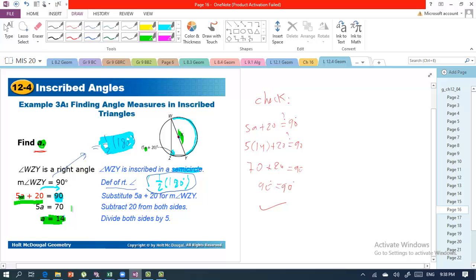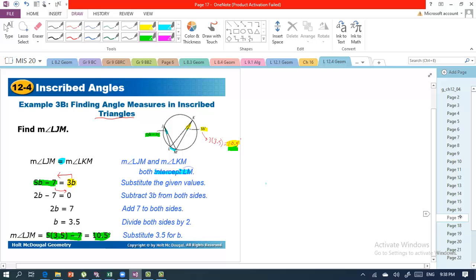So 5a plus 20 equals 90, 5a equals 70 after moving 20 to the other side, and we divide both sides by 5, a equals 14, and by this we have found the measure of a as required. We can check by substituting: is 5a plus 20 equal to 90? After substituting the value of a, which is 14, it is 5 times 14, which is 70, plus 20 is 90, and you can see clearly it is correct.